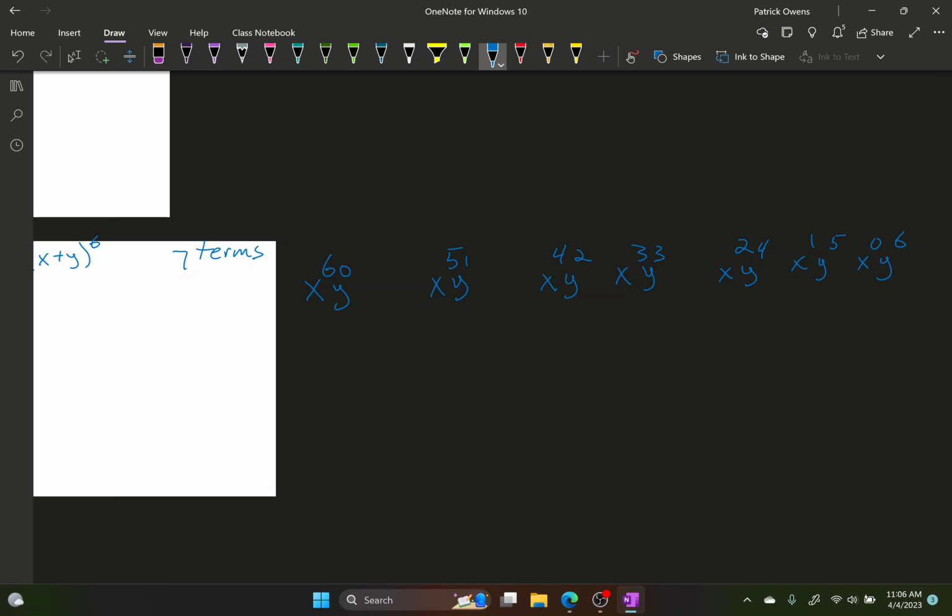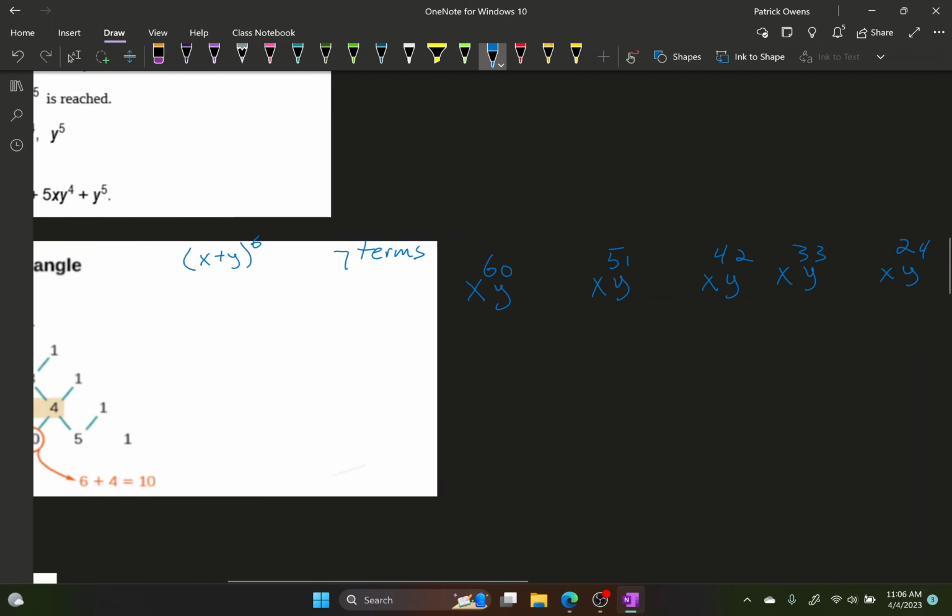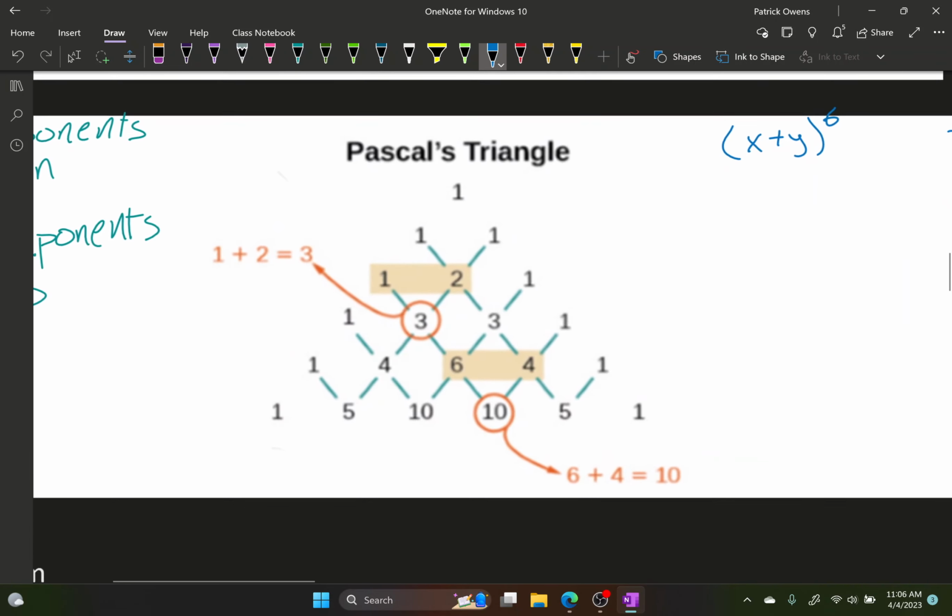All right, so our variable exponents are always going to work just like this. Now, what do the coefficients look like? And that is where we look at Pascal's triangle.